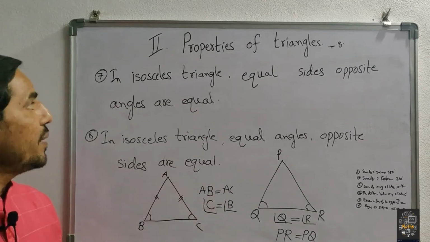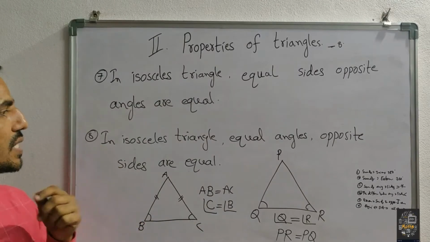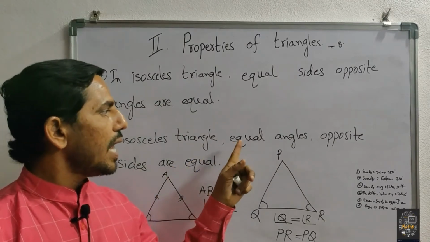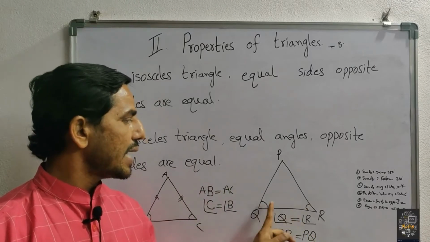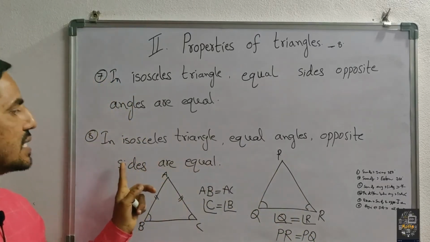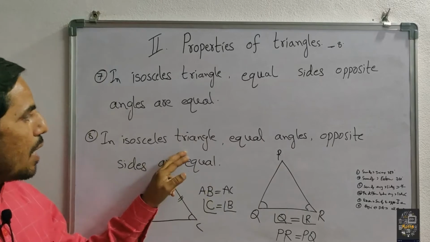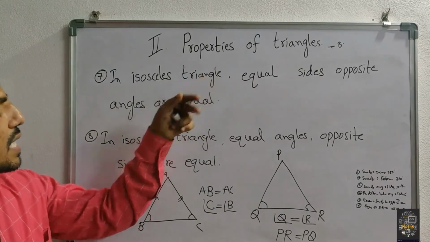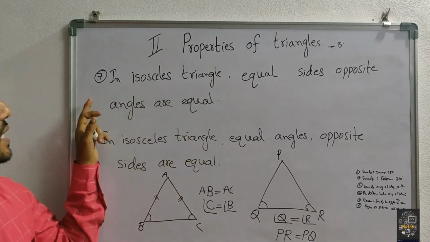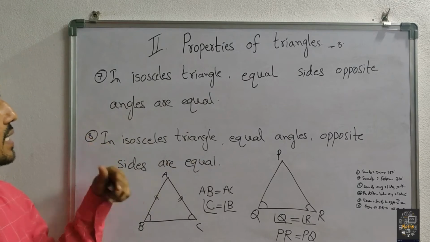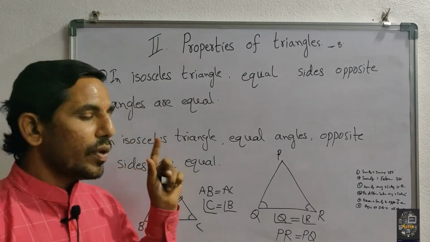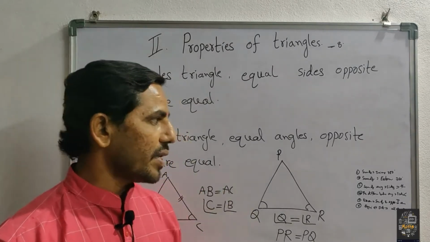Once again I will repeat. In isosceles triangle, equal angles opposite sides are equal. It's opposite to the other one. Seventh condition is opposite of eighth one, eighth condition is opposite of seventh one. Okay, I will repeat all properties.